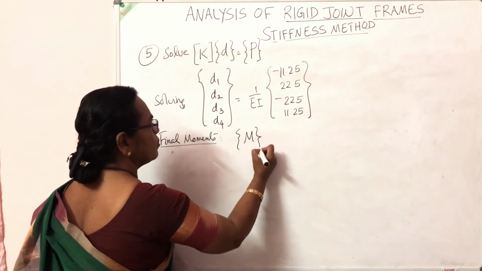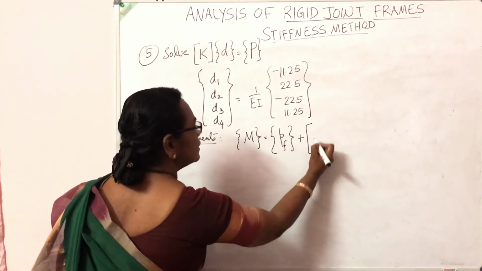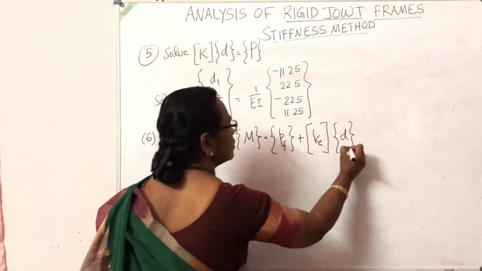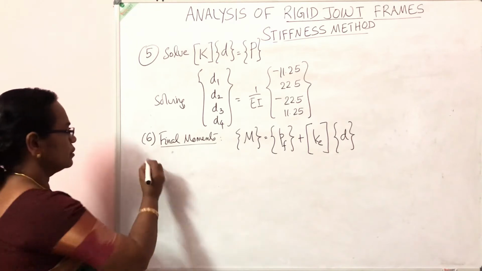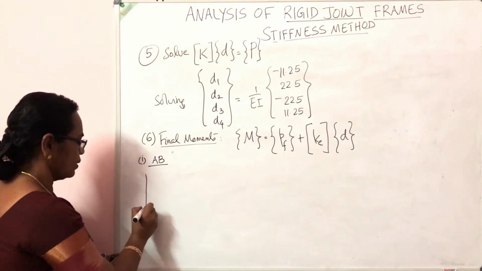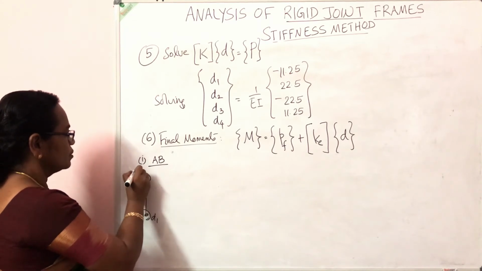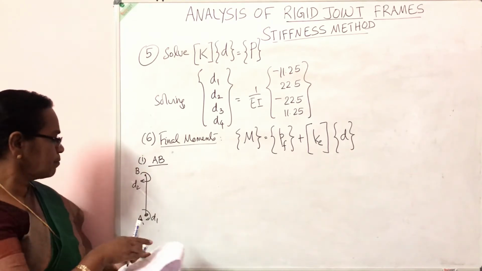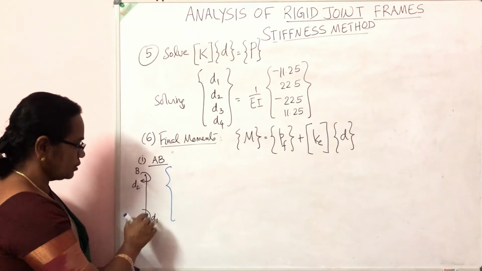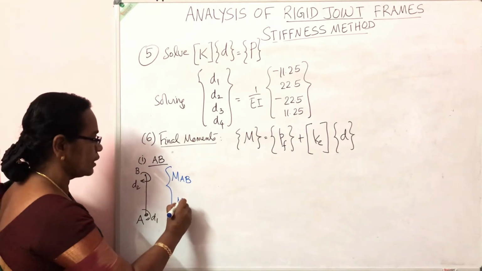The expression is M equals the fixed end moment vector for the element plus the stiffness matrix of the element Ke into the displacement vector, that is Pf plus Ke into D. Consider element by element. The first element AB: for this element, the coordinate at the first node A was D1, and at the second node B it was D2. Corresponding to coordinate direction 1, we get the result MAB, and corresponding to direction 2, we get the result MBA.